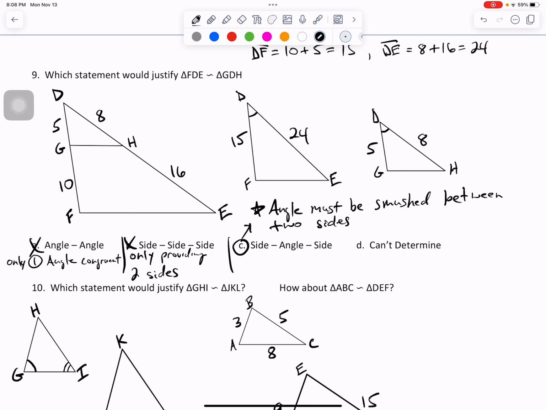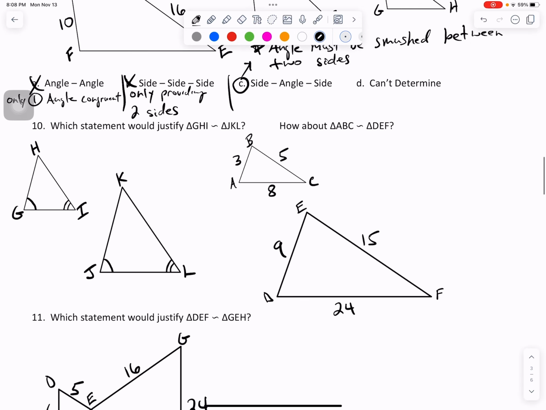All right. Number 10. I just want you guys to take a look at the answers above. All right. Which statement would justify triangle GHI is similar to triangle JKL? Well, here's GHI and here's JKL. Let's go through our answer choices.